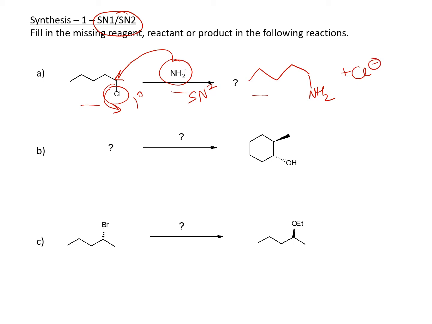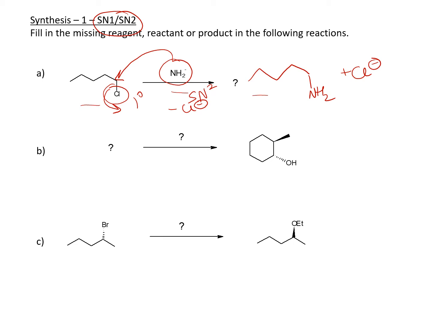Now in an exam or homework, if you forget to write the chloride, I'm okay with it, provided you know that this is going to be a leaving group. You can write minus Cl minus here also on the arrow, and I'm okay with that. Let's look at the next one.